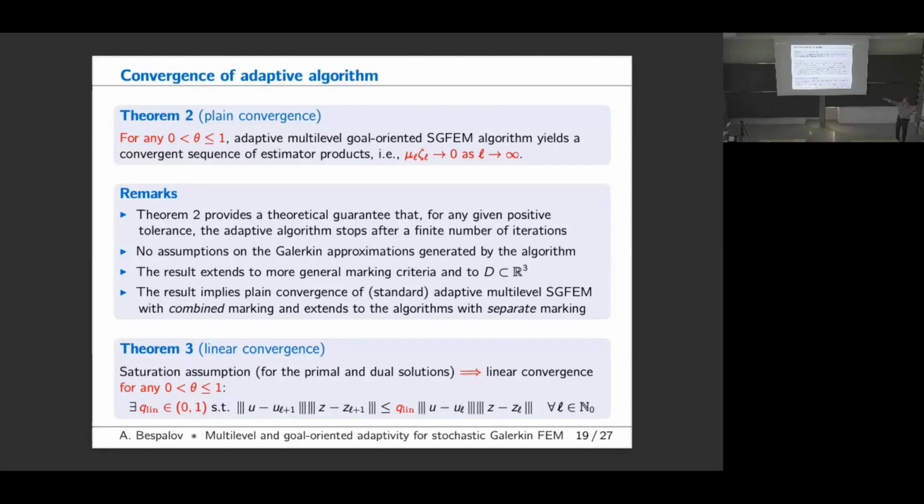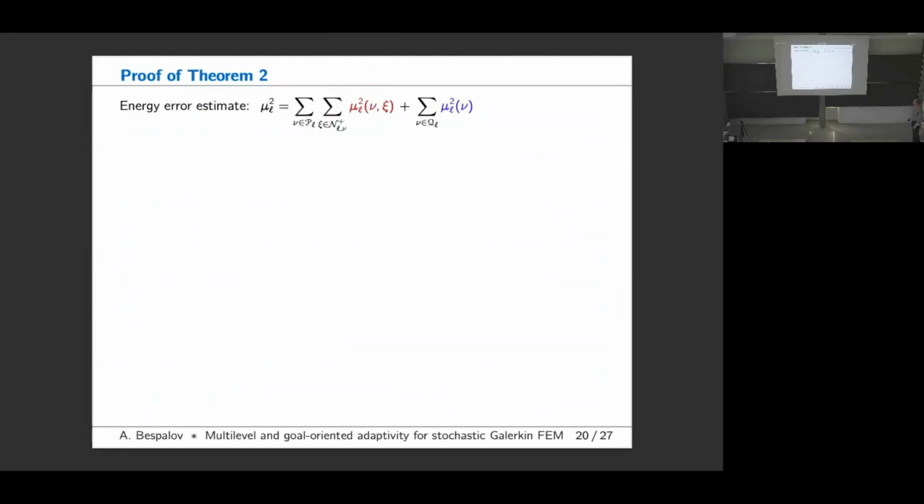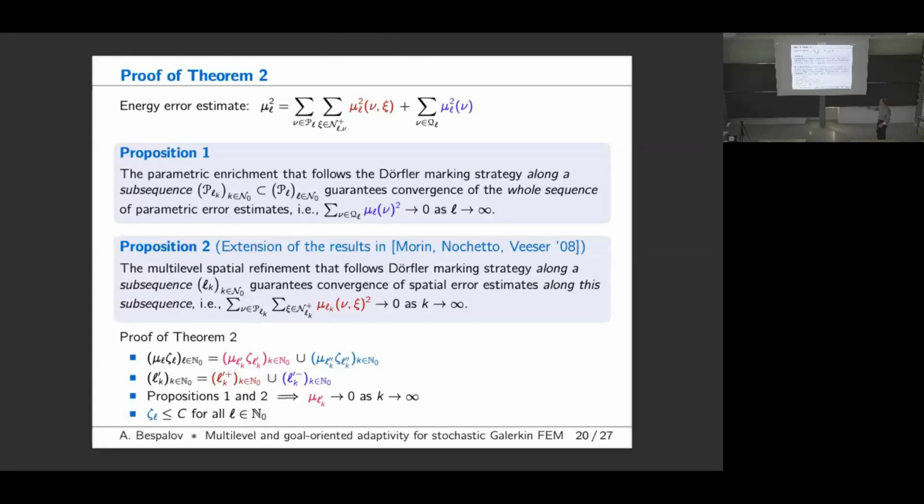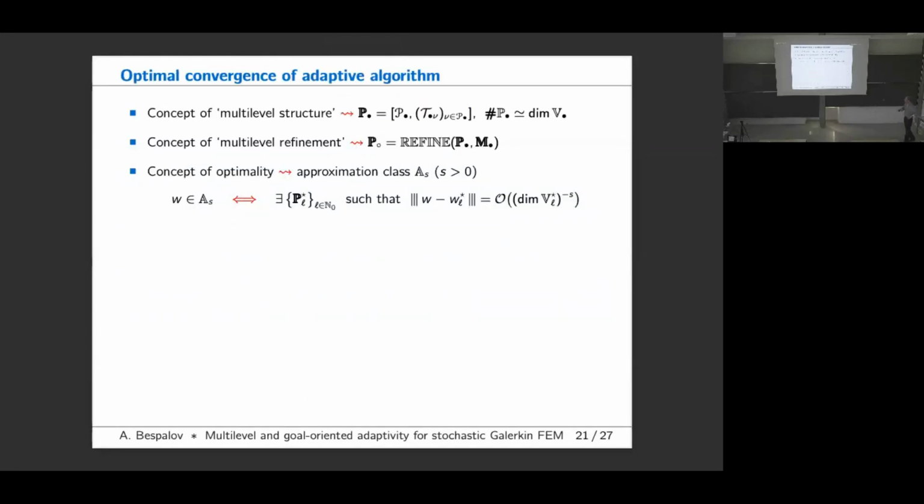So this is for the estimates. If we want convergence to the true errors, then we obviously activate the saturation assumption, and if it holds for the primal and dual solutions, we can prove linear convergence. That means there is a quantity less than 1 such that the product of errors has this factor of decay. I don't have time to go through the proof, which, as I said, is quite extensive. Now, about convergence rate.